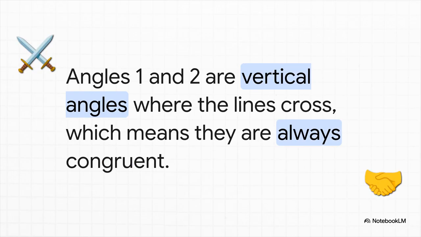So look right at the center where the 2 triangles kiss. Angles 1 and 2 are what we call vertical angles. They're made by 2 straight lines crossing. And another core rule of geometry is that vertical angles are always congruent. No exceptions. So we know for a fact that angle 1 is congruent to angle 2.